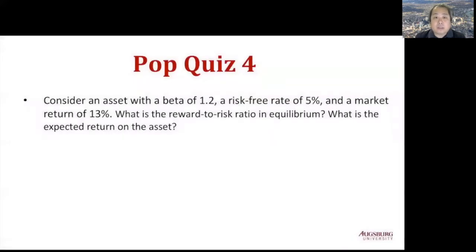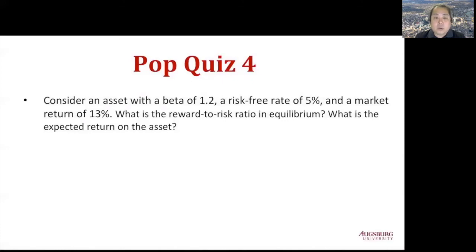Final pop quiz. Consider the asset with beta of 1.2, a risk-free rate of 5%, and market return of 13%. What is the reward to risk ratio in equilibrium? What is the expected return on the asset? Use CAPM.